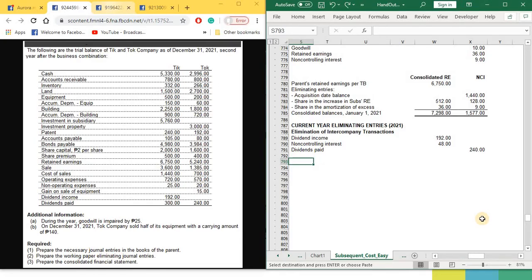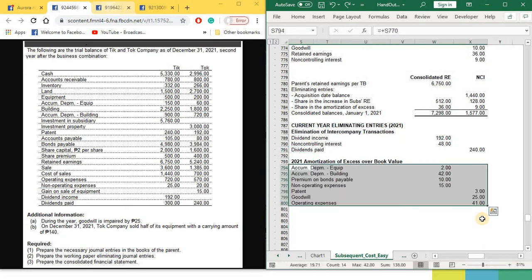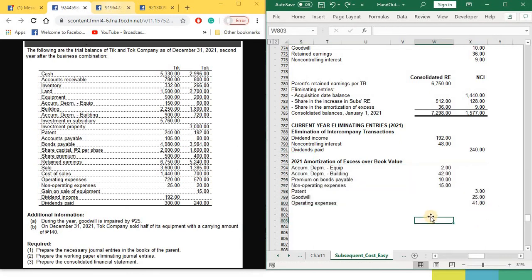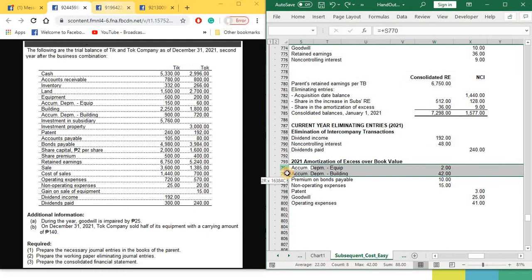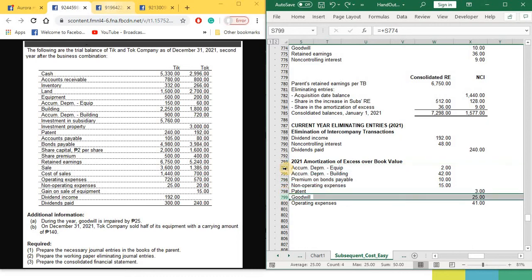So for the current year amortization of excess over book value, our entry would be, so this is our entry. This is a compound eliminating entry. So we debited accumulated depreciation for equipment and building and premiums on bonds payable, credited patent and goodwill.